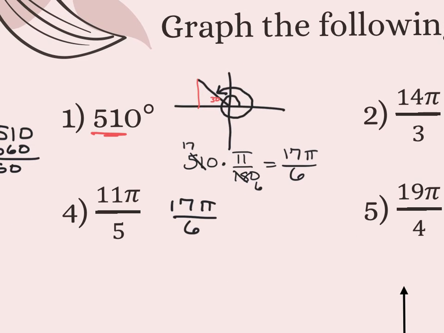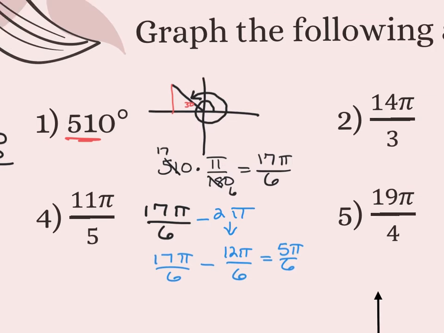So instead of subtracting 360, I'm going to subtract 2 pi. And this is where my knowledge of fractions comes in. For 17 pi over 6, I need a common denominator of 6. So I'm going to change 2 pi into 12 pi over 6. Subtract, and I get 5 pi over 6. And that would be my 150-degree angle. And we're going to see this coming up on the unit circle.